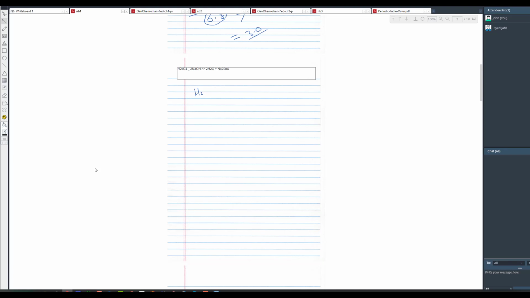Okay, what is the question they are asking? So they were asking us to calculate the molarity of the acid. They said 25.00 milliliter of H2SO4 was titrated with 0.15 molar NaOH. And 22.85 milliliter of NaOH was needed to reach the endpoint of the titration. And they're asking the molarity of the H2SO4.